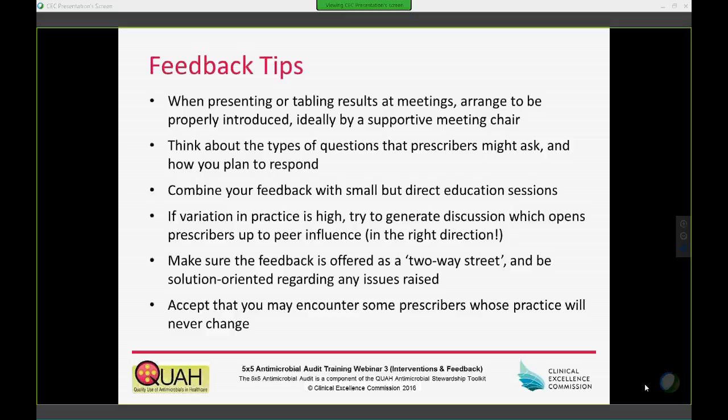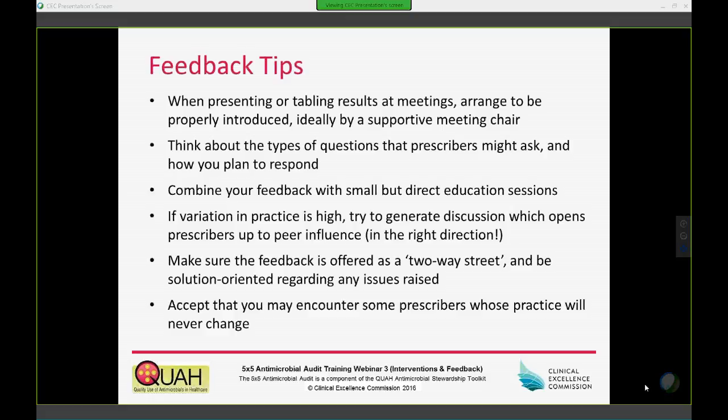So if you're finding a lot of variation in what's being prescribed by different teams for the same types of conditions, you can actually highlight that variation and perhaps use it to prompt some discussion amongst your doctors. And hopefully that discussion will actually lean towards favouring those doctors whose practice is most closely aligned with the guideline recommendations. Always make sure that feedback is offered as a two-way street, and as I said before, try to be solution-oriented regarding the issues that they might raise.